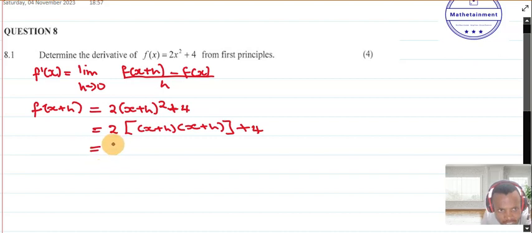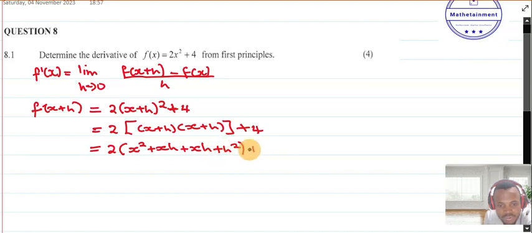Okay, from here you see that you can write 2, so x times x, it becomes x squared, x times h becomes plus xh, h times x becomes plus xh, and h times h becomes h squared. You add 4. Okay, so here you have 2, you have x squared, you add these like terms, you end up with 2xh plus h squared plus 4.